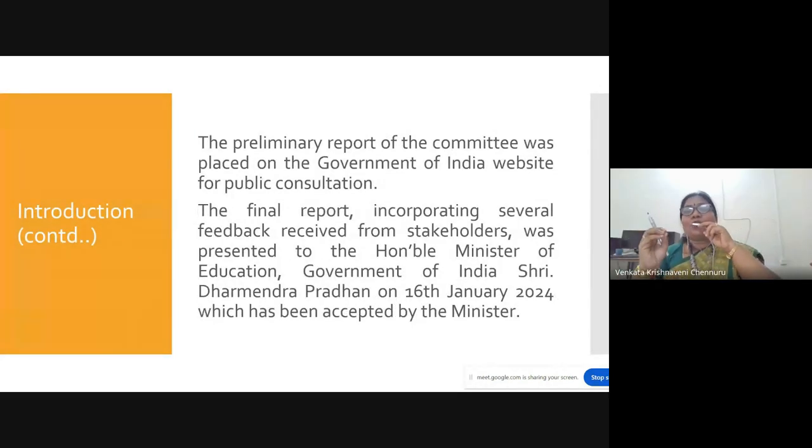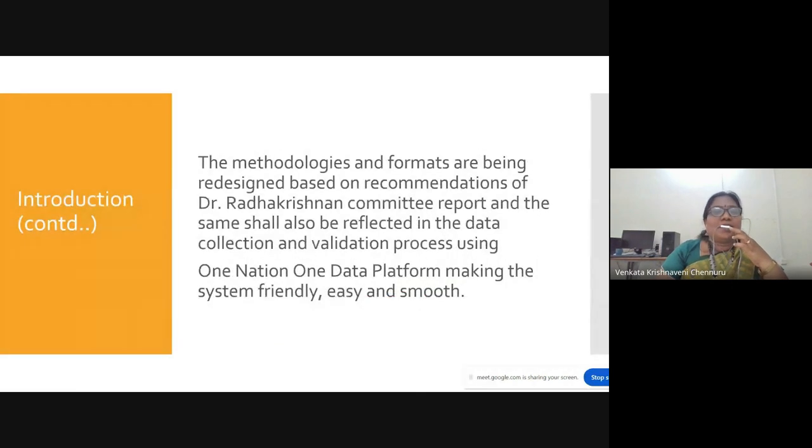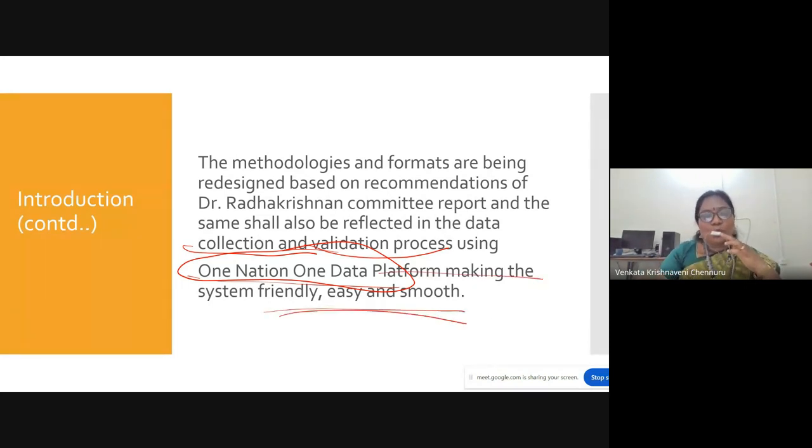Now, the preliminary report of the committee was placed on the Government of India's website for public consultation. The final report, with several feedbacks received from stakeholders, was presented to the Honorable Minister of Education, Government of India, Sri Dharmendra Pradhan, on 16th January 2024, and has been accepted by the Minister. Now, this is how it was introduced. The methodologies and formats are being redesigned based on the recommendations of the Dr. Radhakrishnan committee report, and the same shall also be reflected in the data collection and validation process using one data, one nation, one data platform, making the system friendly, easy and smooth.